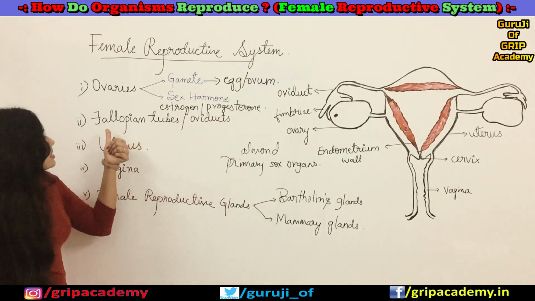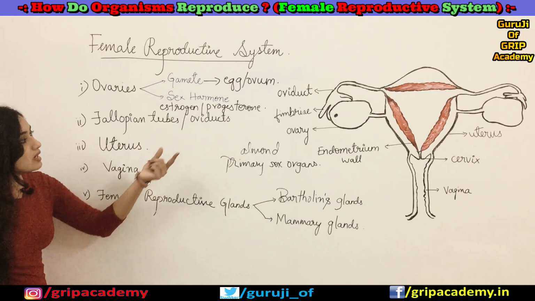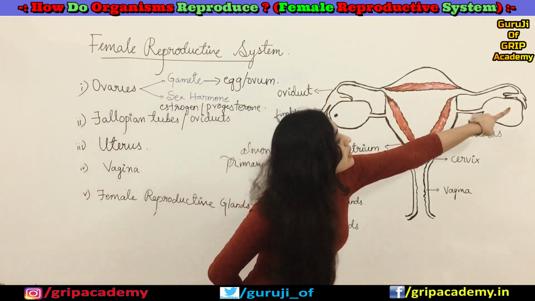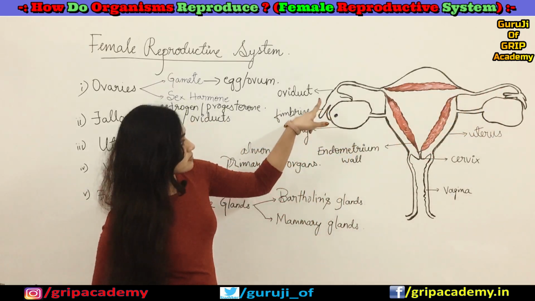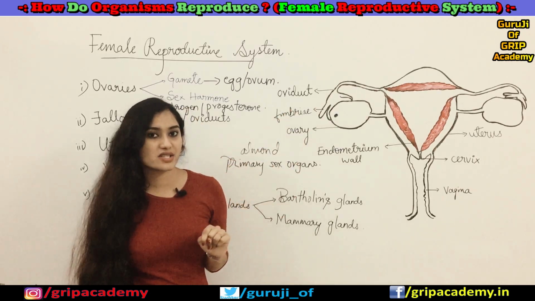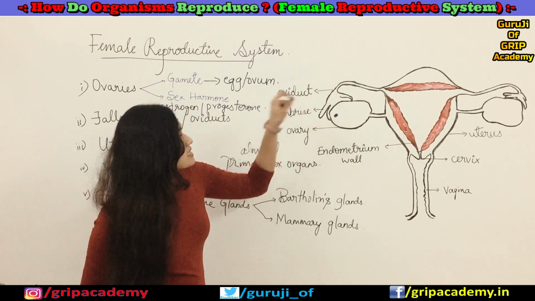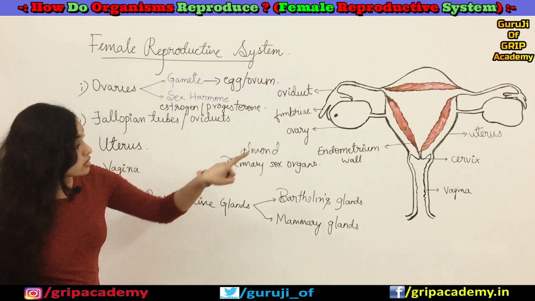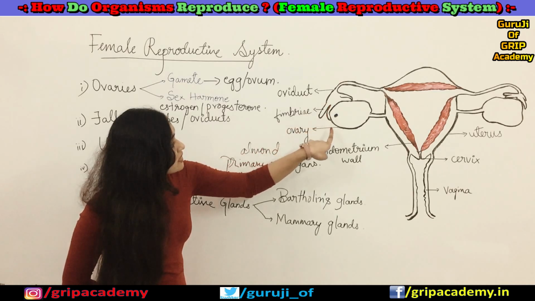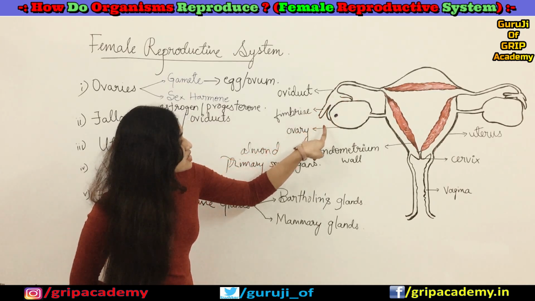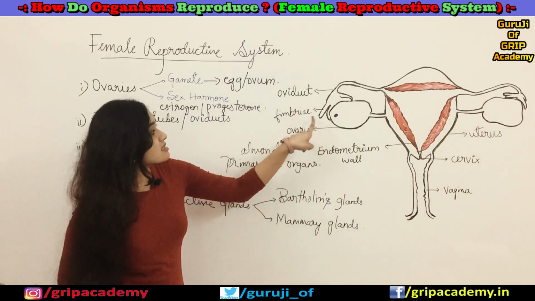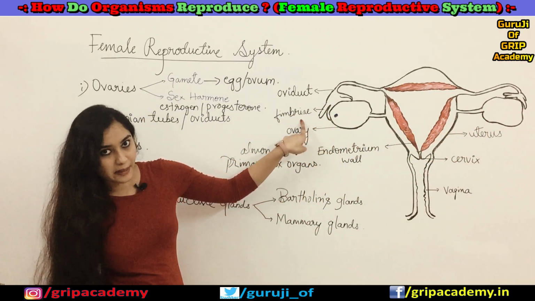Now coming to the fallopian tubes, also called oviducts, you can see these are two in number, long, elongated, muscular, also ciliated structures. This oviduct has a main function. You can also see that it has finger-like projections which are attached to the ovary on both sides. We call that the fimbriae.